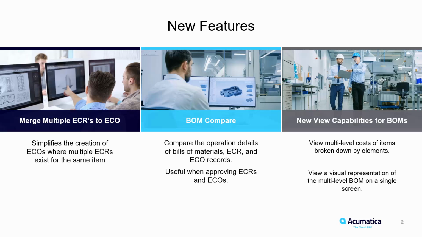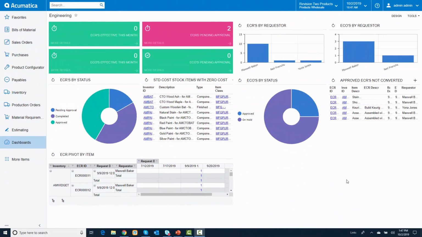This feature is useful when creating or approving engineering change requests and engineering change orders. It's also useful when you just want to compare the bill of material between two different items. The multi-level BOM report now includes the option to print the multi-level bill of material with the cost of each level broken out by cost element. With the new multi-level BOM form, we can see a visual representation of a multi-level bill of material on a single screen. To demonstrate this new functionality, I'm going to start on the engineering homepage.